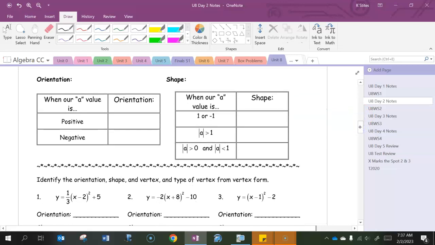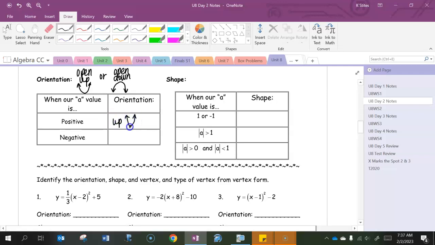All right, so here's the situation. Your a value actually is in charge of two things, both your orientation and shape. So orientation means that it's either opening up, which looks like this, or opening down, which looks like this. Okay, and what you probably figured out is when your a value is positive, we're going to open up.